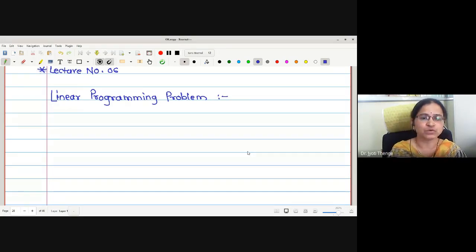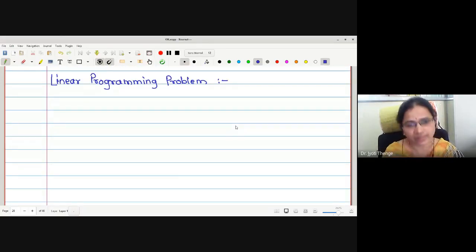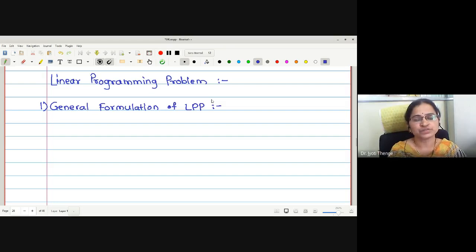Therefore, first we will try to understand how the general linear programming problem is written and then how we are going to convert it to a standard one. So the first heading I will write today is general formulation. The formulation of a linear programming problem we know now. There is one linear objective function which we want to either minimize or maximize subject to some n number of constraints, and the non-negativity restrictions are also imposed.